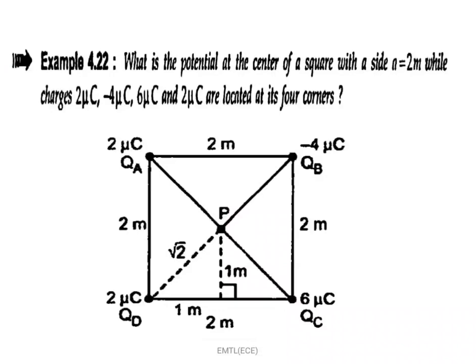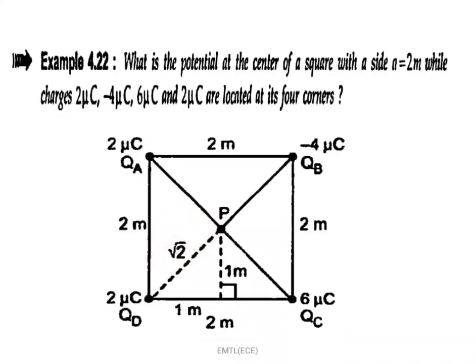So the distance between the charges and the point is measured. The side of the square is 2, then half of the side is 1 meter. So for a square this height is also equal to 1 meter. So this is the hypotenuse. So from that, the square root of side square plus side square. So the distance from the center to any one of the corners is equal to root 2.